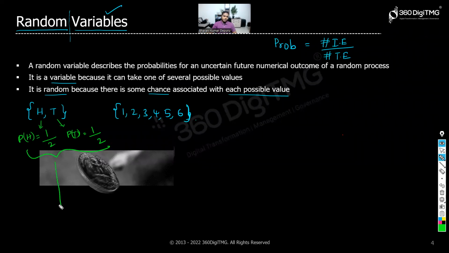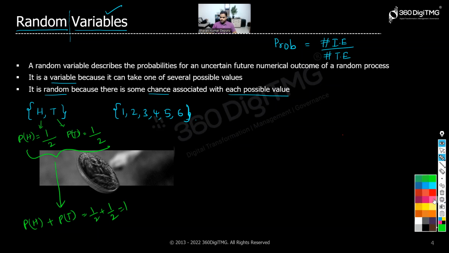And another property that you need to remember is that when you add the probabilities of all the possible values, which in this case happens to be 1 by 2 plus 1 by 2, it would be equivalent to 1. So when you add the probabilities of all the events, it will be equivalent to 1. So the overall probability is 1, and this 1 is getting distributed to head and tail, to these two possible values.